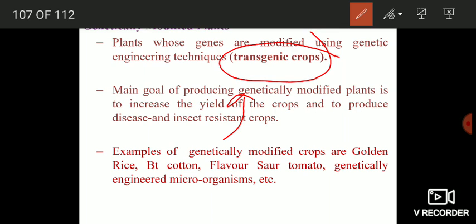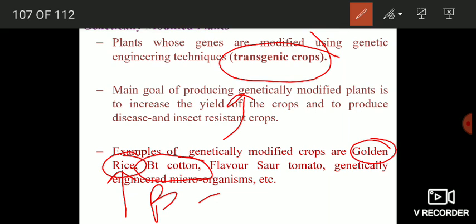There are a number of examples of genetically modified plants. For example, we have golden rice, which contains enhanced vitamin A content. This variety of rice has been produced by the introduction of the beta carotene gene. This beta carotene gene produces a lot of beta carotene, which ultimately serves as the precursor of vitamin A.